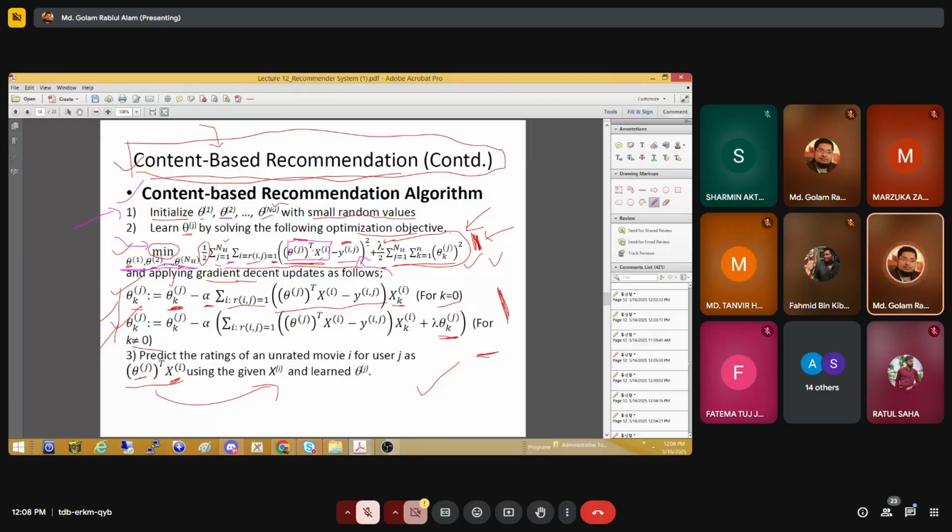So for all the users we have to sum these up, and then this half is for mathematical benefit. Because we will try to find the gradient, and if we take the derivative of this equation with respect to theta, then there is the two. This two will come in front of the equation. So in that case, half and two will be cancelled out. That's the mathematical benefit.